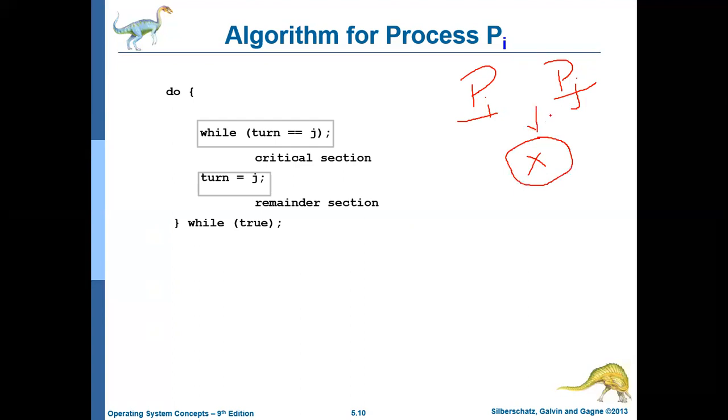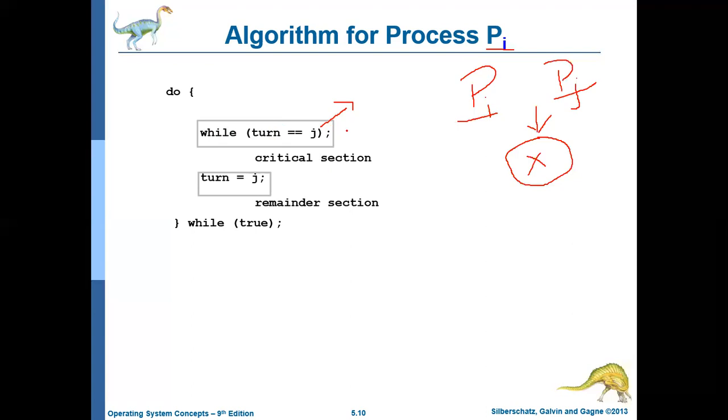So how to ensure that? That's what we are going to discuss with this algorithm. This is the algorithm for Pi. Pi first checks whether it is the turn of j or not: while turn equals j. So process i checks whether it is j's turn or not. If it is j's turn, then it keeps on waiting. It is not entering the critical section. It won't enter the critical section.